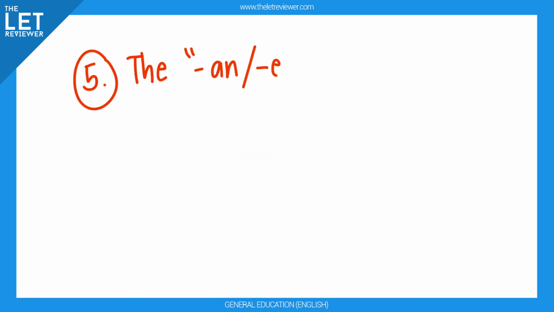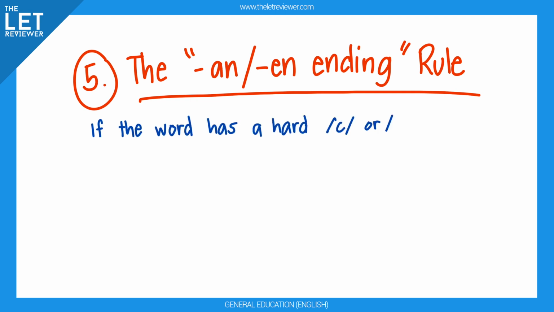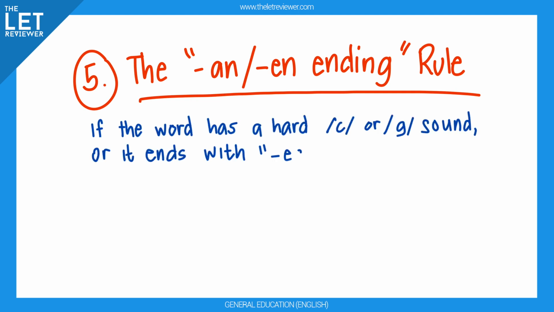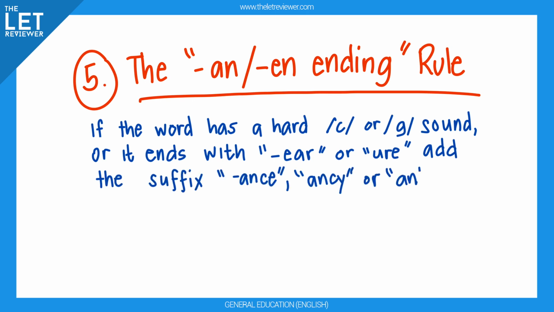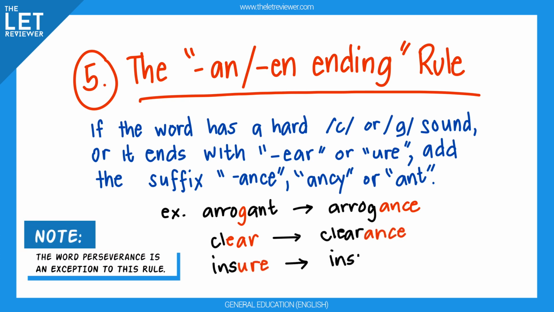Let's move on to the ANT or ENT ending rule. If the word has a hard C or hard G, or it ends with ear or your, you can change the word by adding the suffix ance, ancy, or ant. Example, arrogant has a hard G, you can change it to arrogance or arrogancy. The word clear can be changed to clearance, although walang word na clearant or clearancy. You still have to use the appropriate suffix.